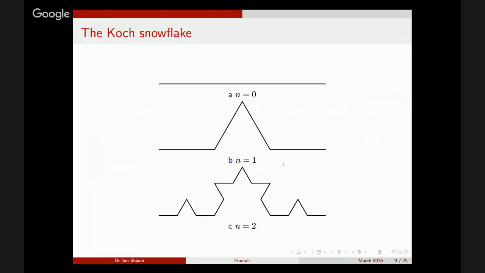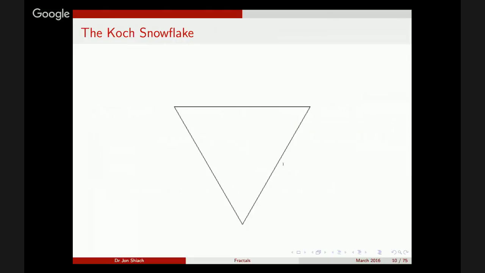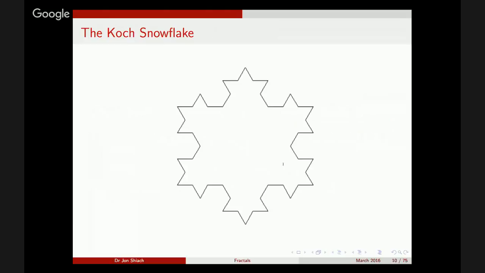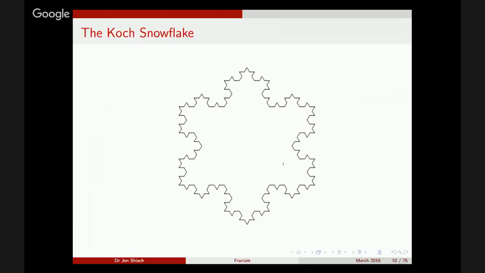At stage n equals 1, we replace the middle third with 2 lines of equal length. And each of those lines are subsequently replaced by another 2 lines of equal length, and so on and so forth. Okay, so there's stage 0, that's stage 1, stage 2, stage 3, and I think I've gone to stage 4.